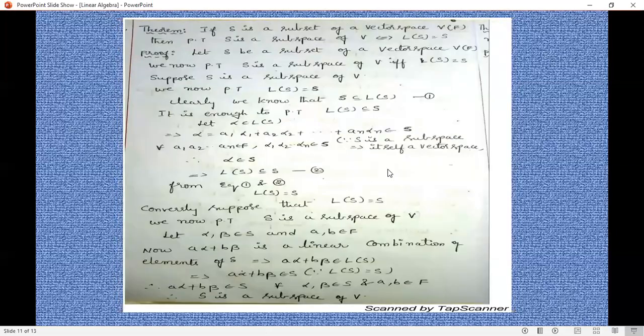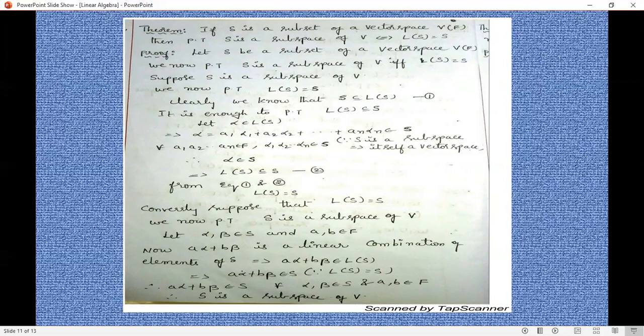Okay. Next theorem: if S is a subset of vector space V of F, then prove that S is a subspace of V if and only if L of S equals S. Listen carefully. Most important theorem. What have we been given? S is a subset of vector space V of F. What do we have to prove now? S is a subspace of V if and only if L of S equals S.